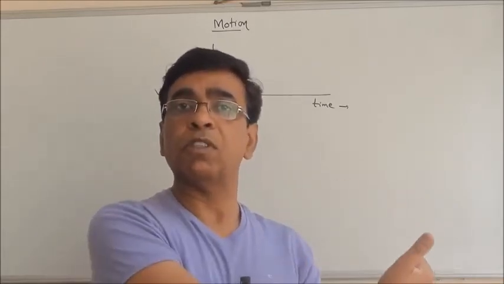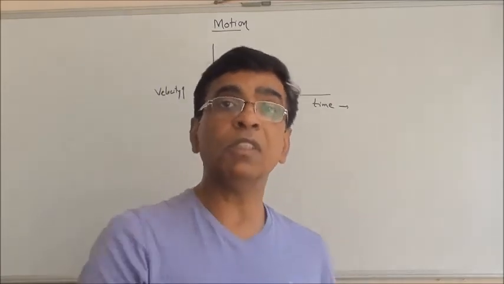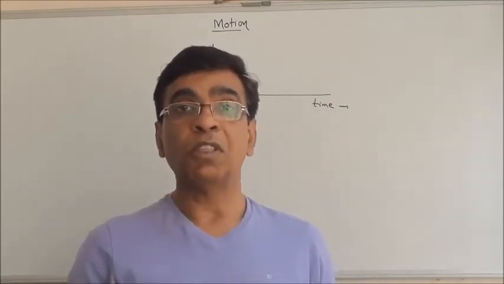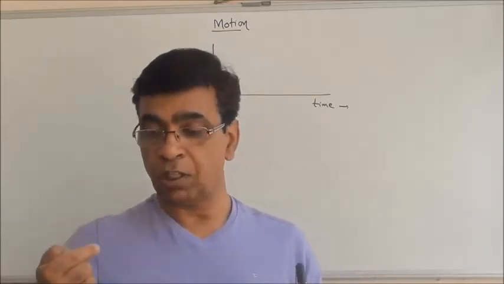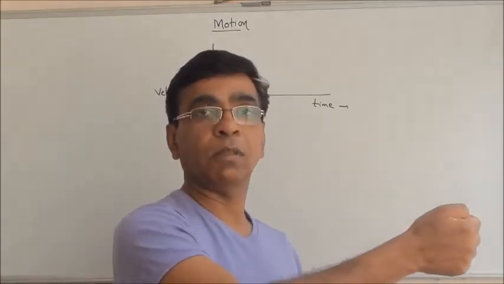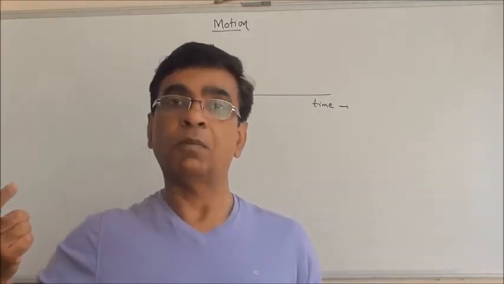So it is always positive, so long as the body is on this side. For velocity, it is not so. For velocity, we have to see the direction in which the body is moving. So if the body is moving like this, its velocity is, say, positive. The moment it starts moving in this direction, velocity becomes negative.